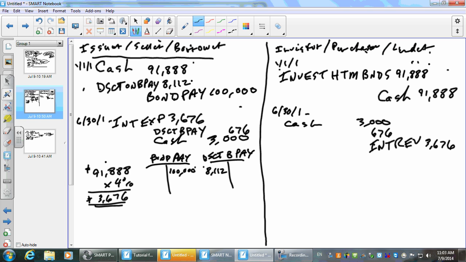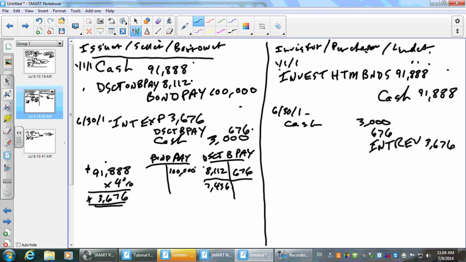Everybody see it? Okay, so I told you there were contra assets. So far we've had allowance for doubtful accounts and accumulated depreciation, right? Here's our first one on liabilities. Anyway, we got the difference there. Well, what did this journal entry do? The discount on bonds payable gets credited for 676. Everybody see it? That's this one. What's the new balance in discount on bonds payable? 8,112 less 676. What do you get? 7,436.